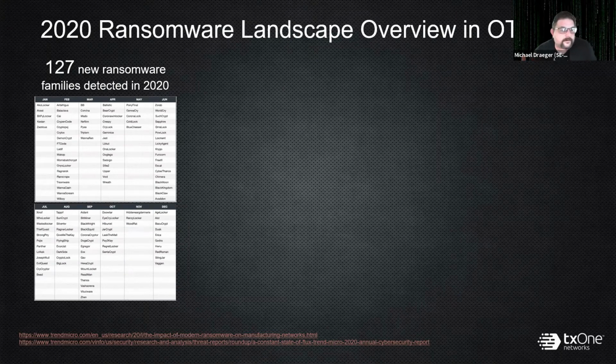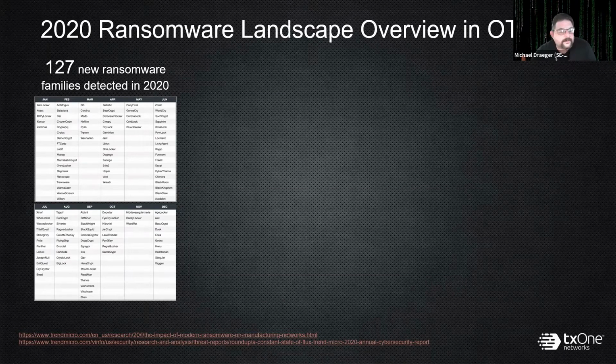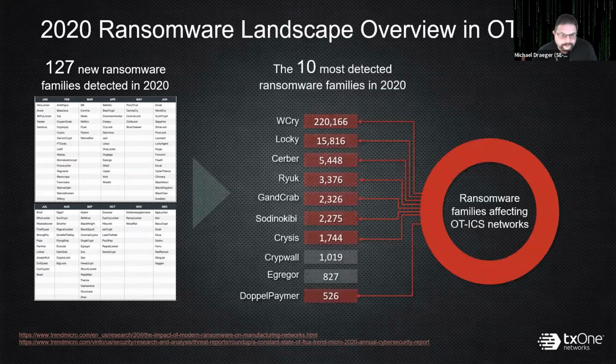So yeah, just in the OT space alone, we picked up 127 new ransomware families in 2020, and I am pretty sure that this year we're going to be seeing a similar trend or even more showing up, just in the number of attacks that have occurred over the last 6 months.